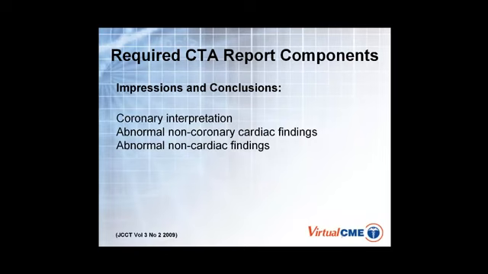You want to summarize your coronary interpretation, your abnormal non-coronary cardiac findings, and then your abnormal non-cardiac findings, such as a finding in the lung or the esophagus.